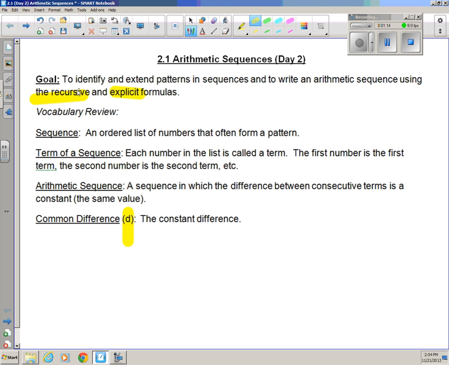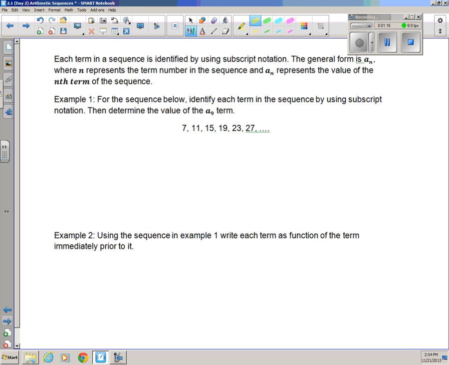Each term in a sequence is identified by using subscript notation. Subscript is just like an exponent, but it's dropped. It's subscript, not raised. The general form for subscript notation is A sub n, where n represents the term number, so is it the first term, the second term, etc., and A sub n represents the value of the nth term of the sequence. So if I wanted to talk about A sub 12, I'd have to find the 12th term in my sequence, and that would be the value.